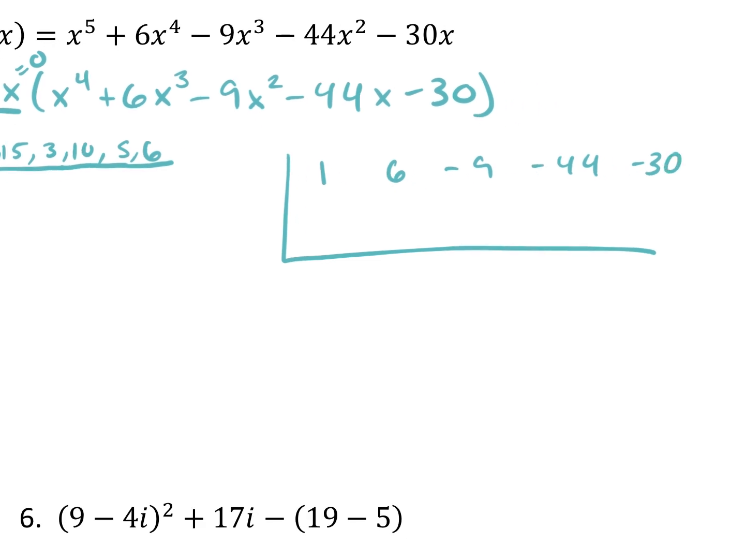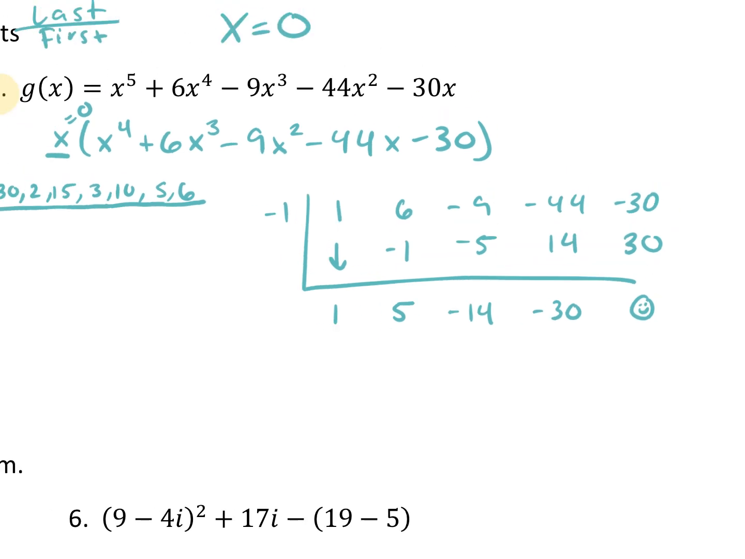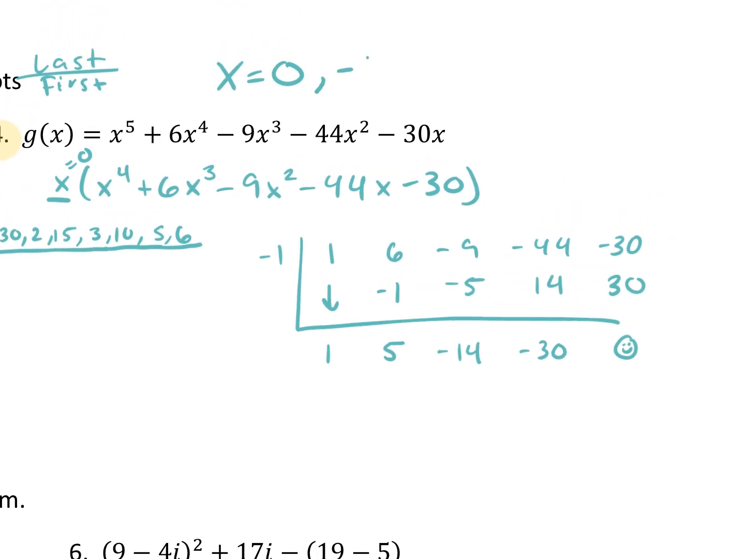What do you want to try first? All right, let's try -1. So we're going to drop down the 1, multiply by -1, we get -1, add 5, multiply, add -14, multiply, add -30, multiply, add, we get 0. Does it work? Yep, so I'm going to add that to my list, -1. So we've got 2 zeros down. That means we have 3 left to find. What can we do next?